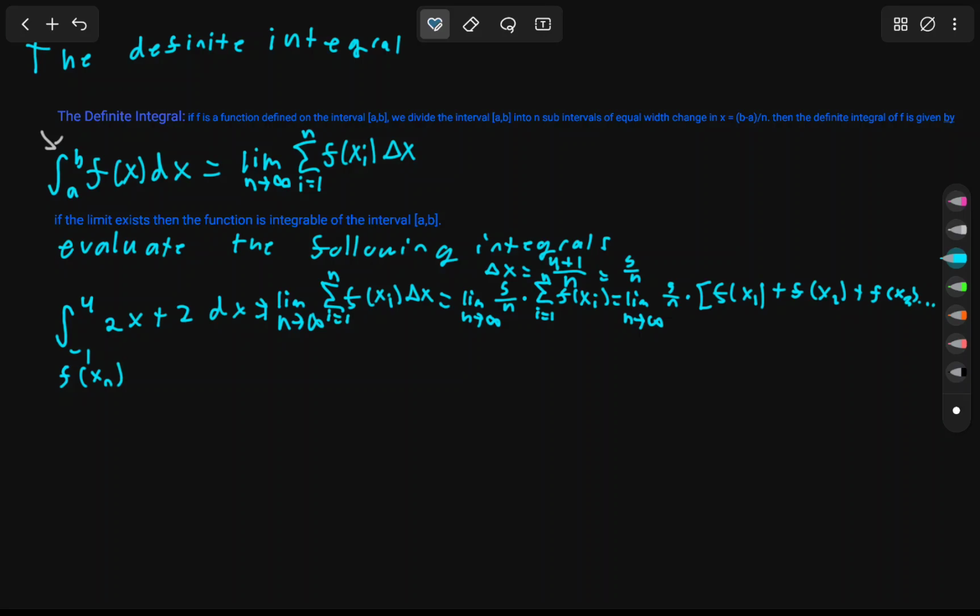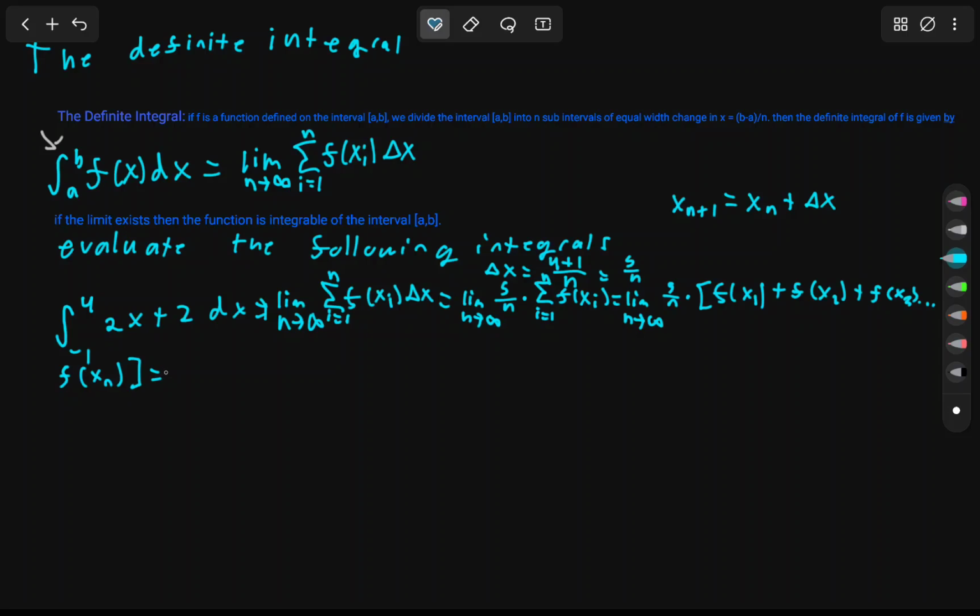Well, we know that x of n plus 1 is equal to x of n plus a change in x. So f of x of 1 is going to be equal to the starting point.